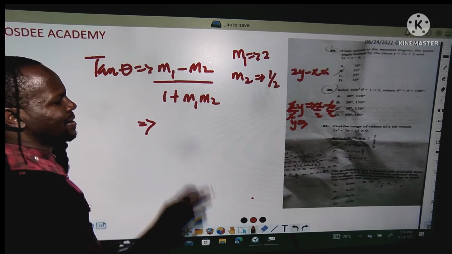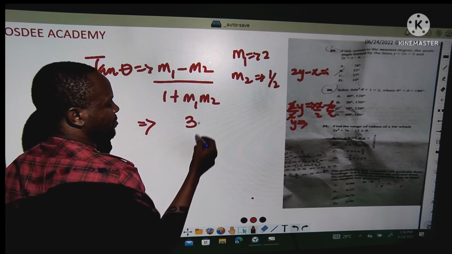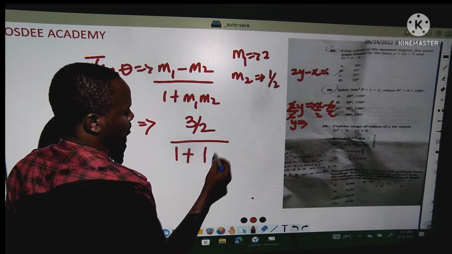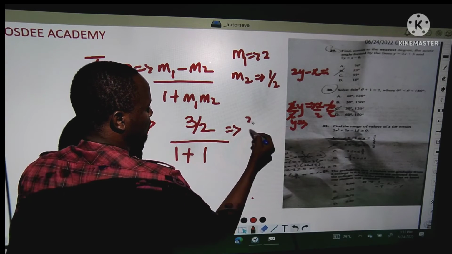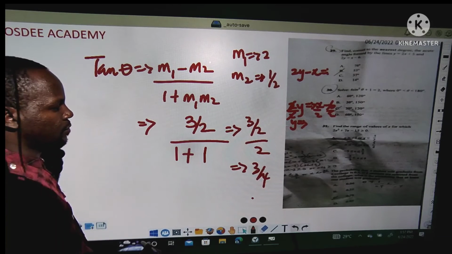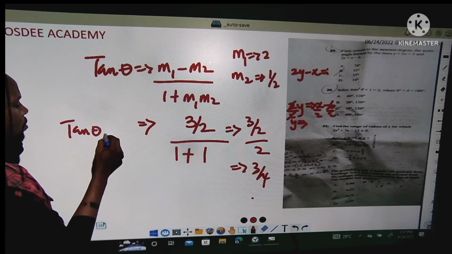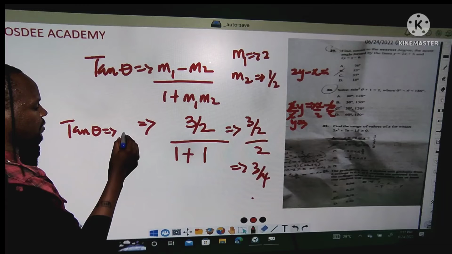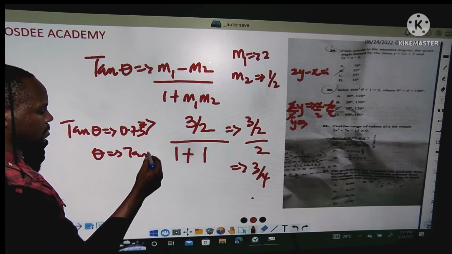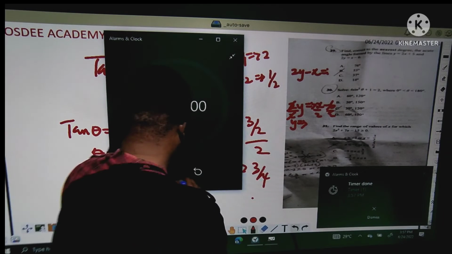So I will do this directly because of time. 2 minus 1 over 2, 2 minus half, that's 1 and a half, which is 3 over 2, over 1 plus m1 times m2. 2 times half is 1. So 3 over 2 divided by 2 is 3 over 4. So tan theta equals 3 over 4, which is 0.75. We did something like this the other time. Theta is arctan 0.75. I'm done.